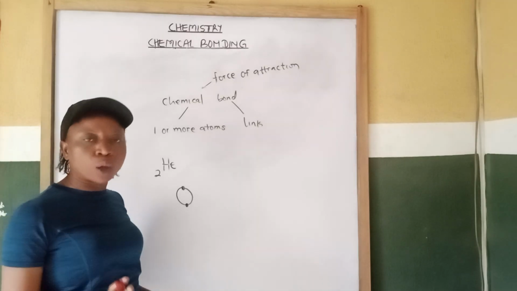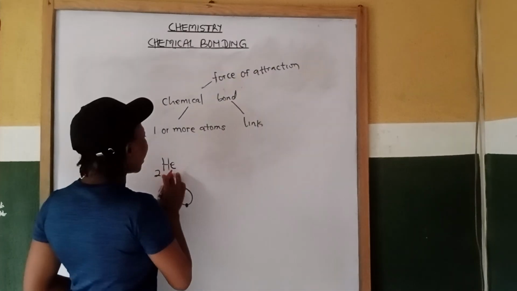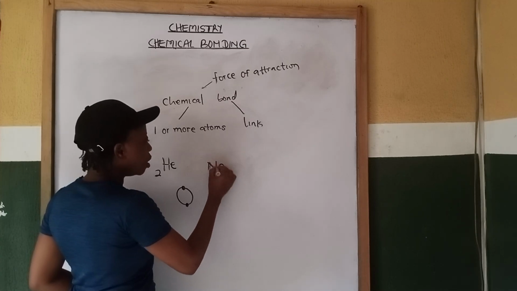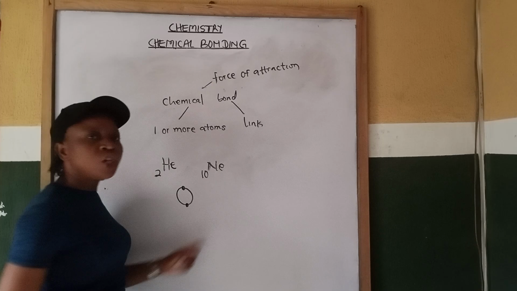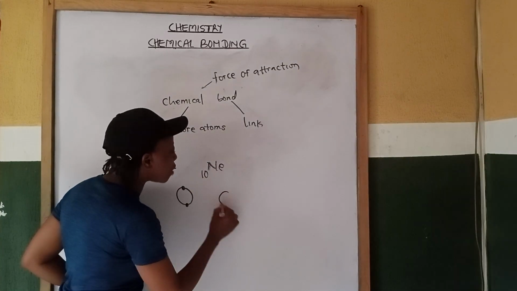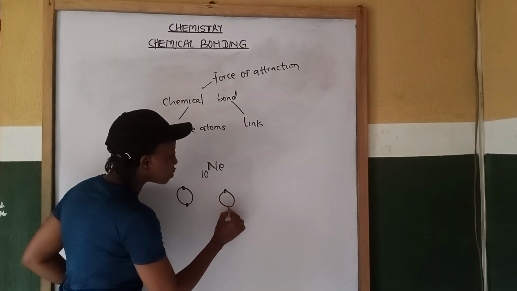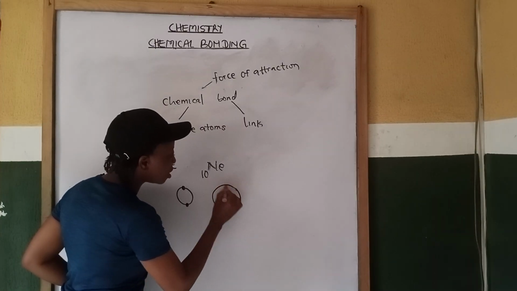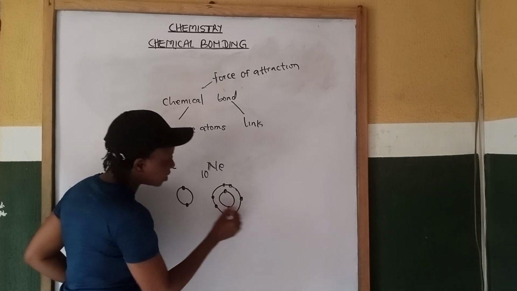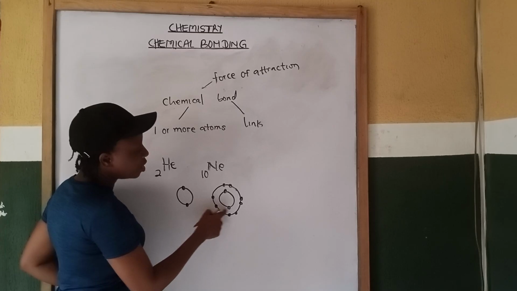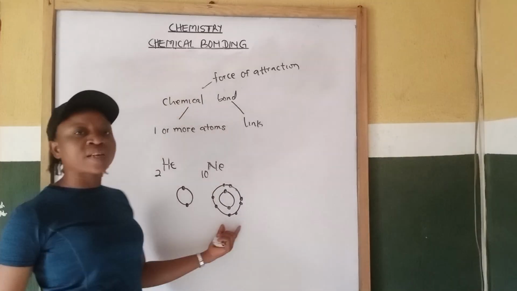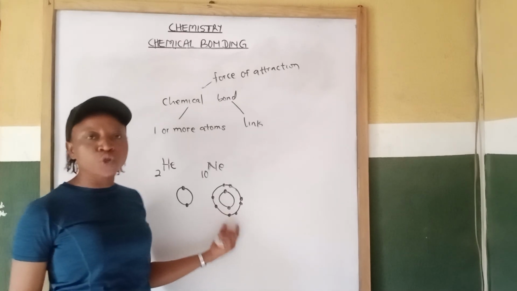Others completed their outermost shell with 8 electrons. Another example of a noble gas is neon. Neon has atomic number 10, so it has 10 electrons. The structure of neon is 2, 8: 2 electrons in the first shell plus 8 electrons. So it completed its outermost shell with 8 electrons.